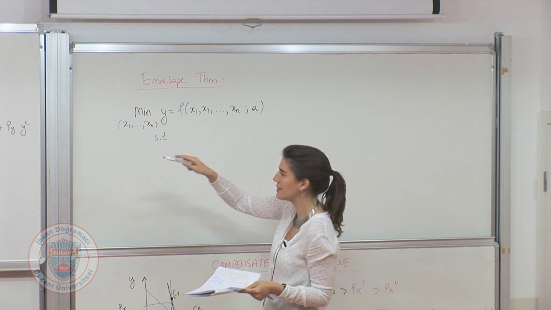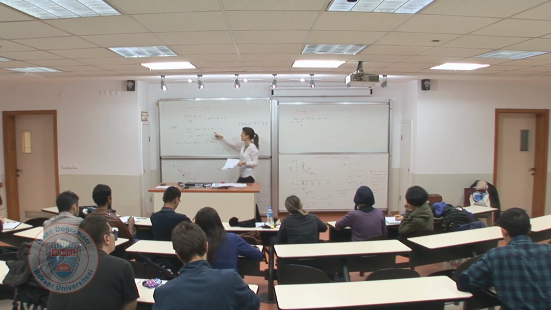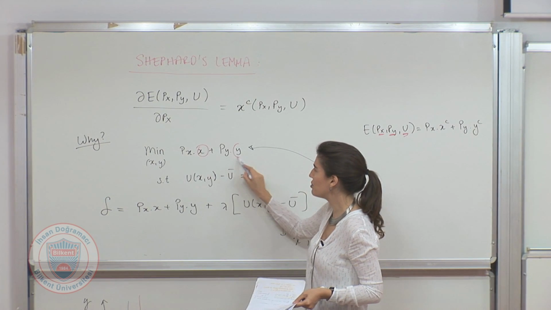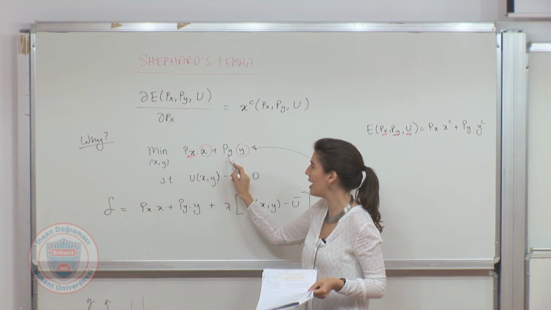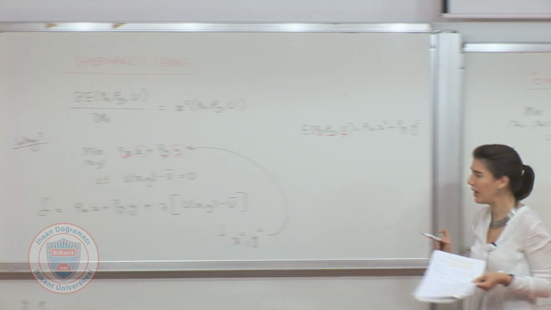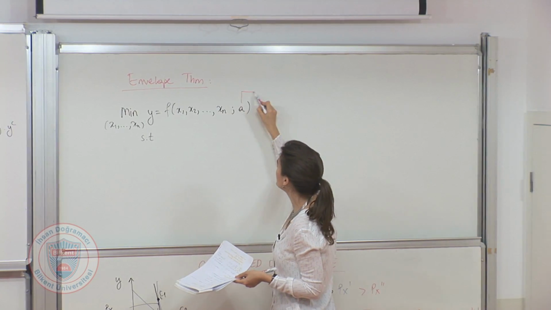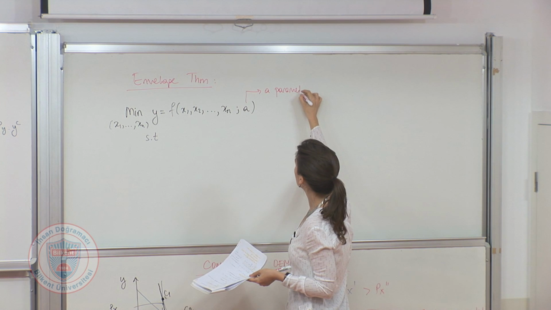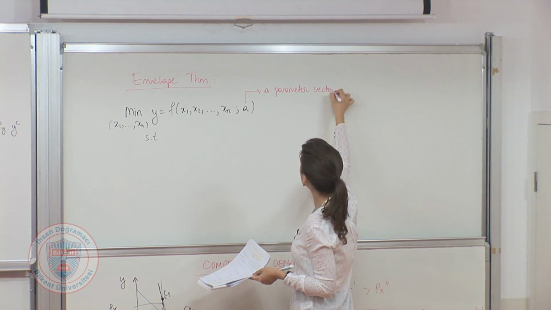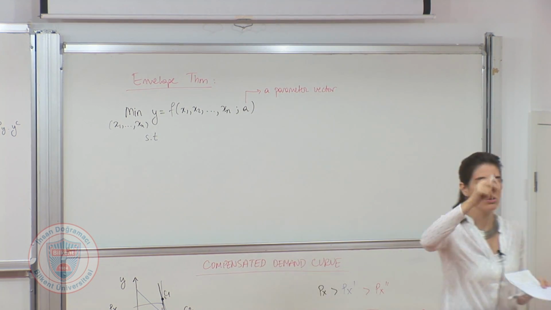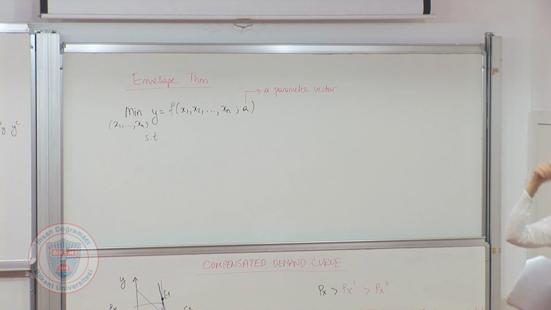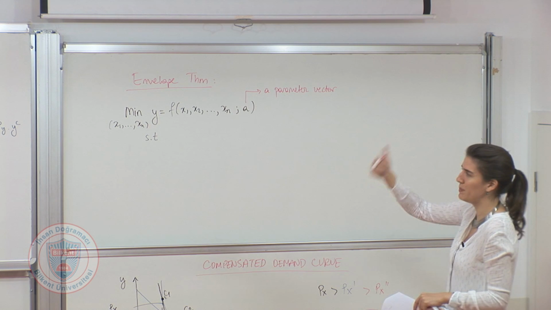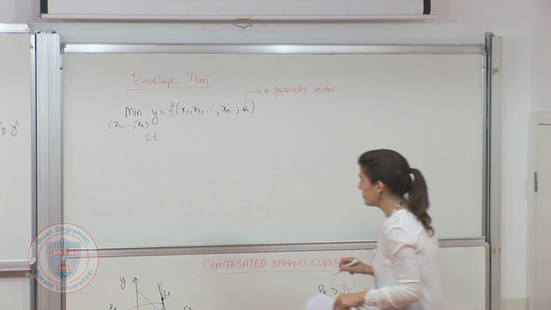So you'll see, for instance, look at this. You want to minimize this with respect to x and y, and these guys are parameters, okay? So here a is not a scalar, but a parameter. If you want, it's a parameter vector, consisting of all these parameters, alpha, beta, theta, gamma, whatever. Here in our case, px, py, u.